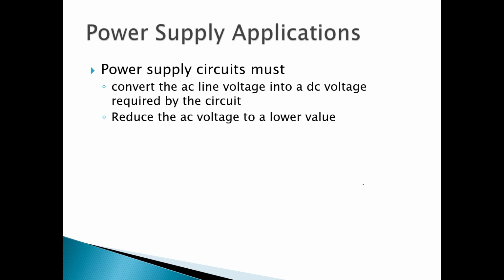So now let's do this with AC to DC. Let's look at power supplies. Power supply circuits convert an AC line voltage to DC voltage, and they reduce the AC voltage generally to a lower value. Not many DC circuits run on 100 volts or thereabouts, the kind of stuff coming out of the wall.